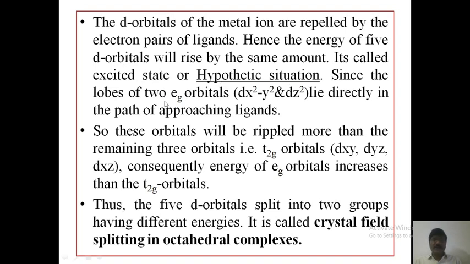Since the lobes of the two Eg orbitals, dx square y square and dz square, lie directly in the path of the approaching ligands, these orbitals will be repelled more than the remaining 3 orbitals, that is the T2g orbitals dxy, dyz, dzx. Consequently, the energy of Eg orbitals increases relative to T2g orbitals. Thus, the 5 d orbitals split into 2 groups having different energies. It is called crystal field splitting in an octahedral complex.